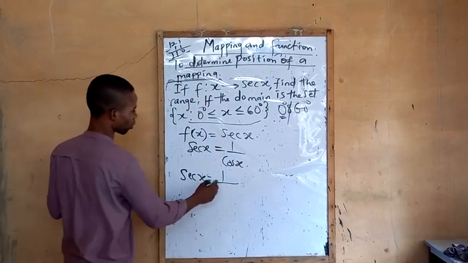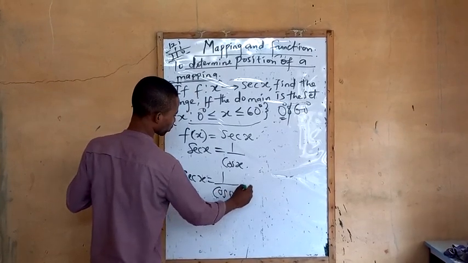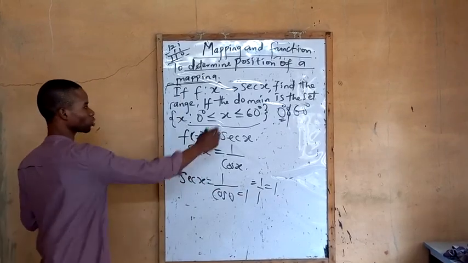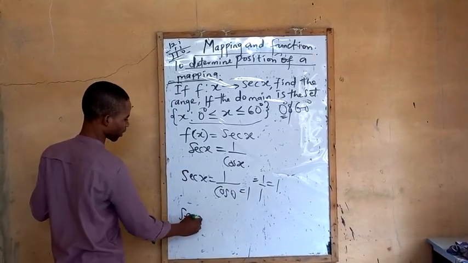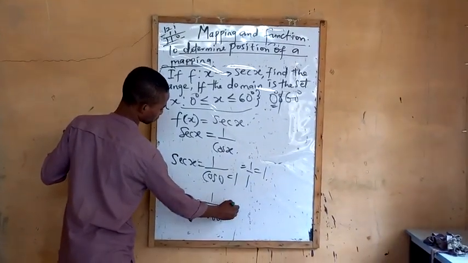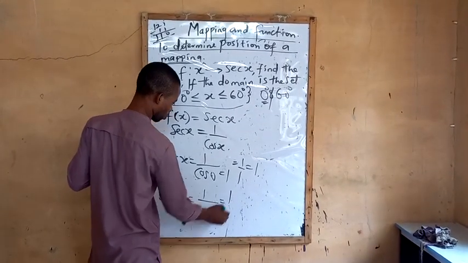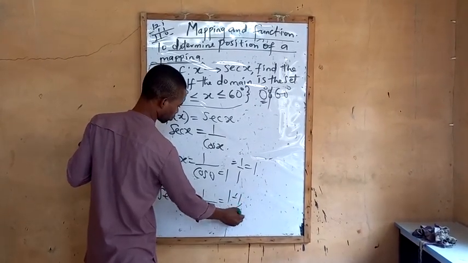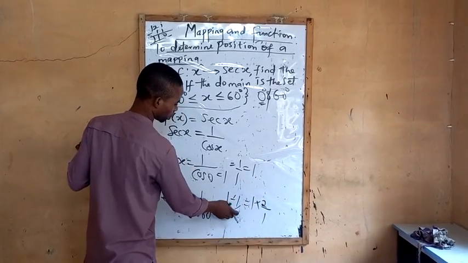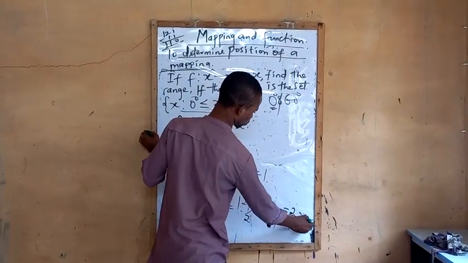Now, 1 over cos 0, if you check, cos 0 is 1. That means 1 over 1, which is 1. And also for 60 degree, sec x means 1 over cos 60 degree. I think cos 60 should be 1 over 2. So 1 divided by 1 over 2 is 1 times 2 over 1. This one will change because of division, it will change to multiplication. So 1 times 2, that is 2 over 1, that is 2.